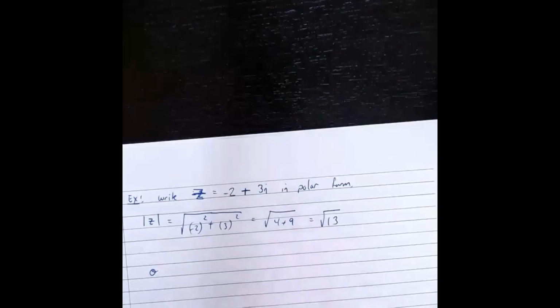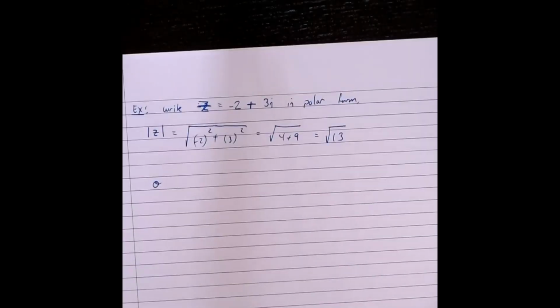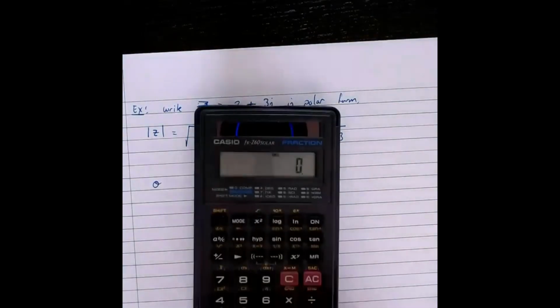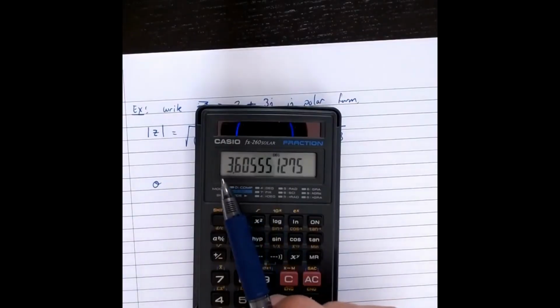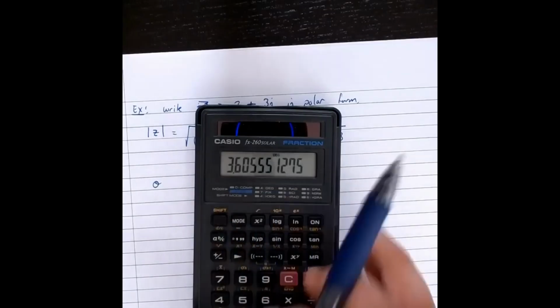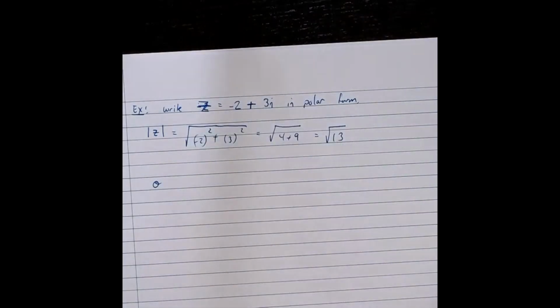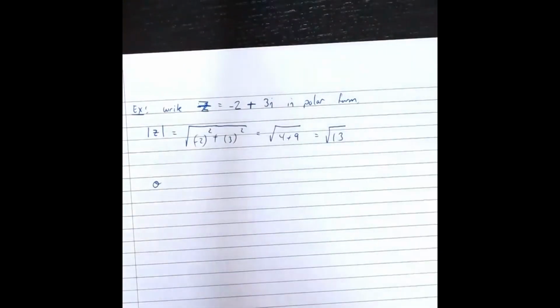And that one doesn't give you a nice, pretty number. I can't take the square root of 13 in any meaningful way. I guess you could type that into a calculator, but then you're going to be carrying around this big old number for the rest of the problem. And you're better off just writing square root of 13 rather than writing that big old number. So here, that's your modulus.